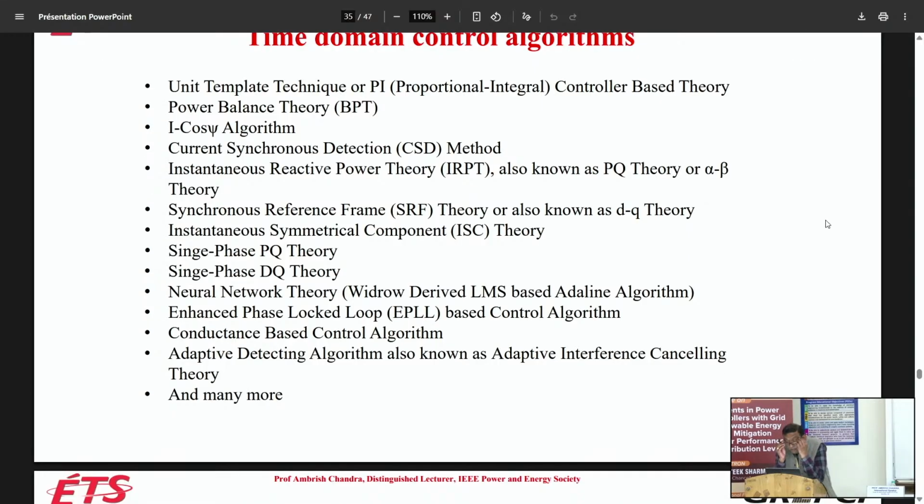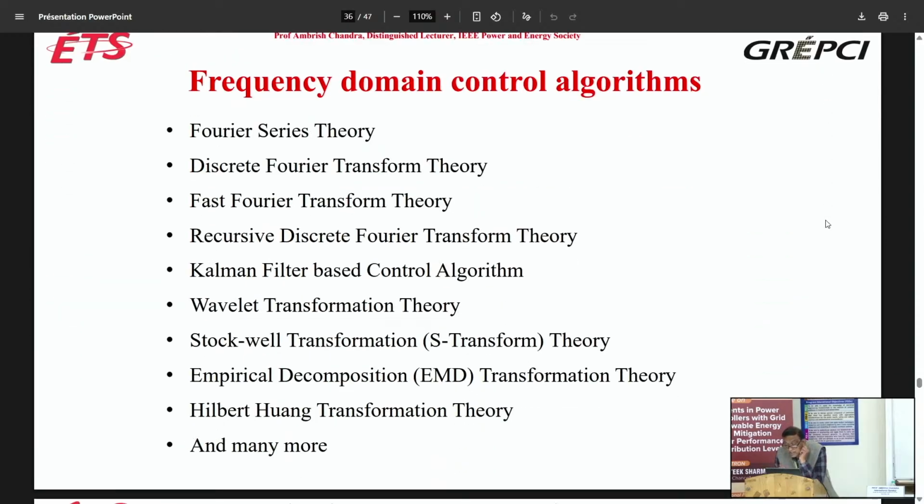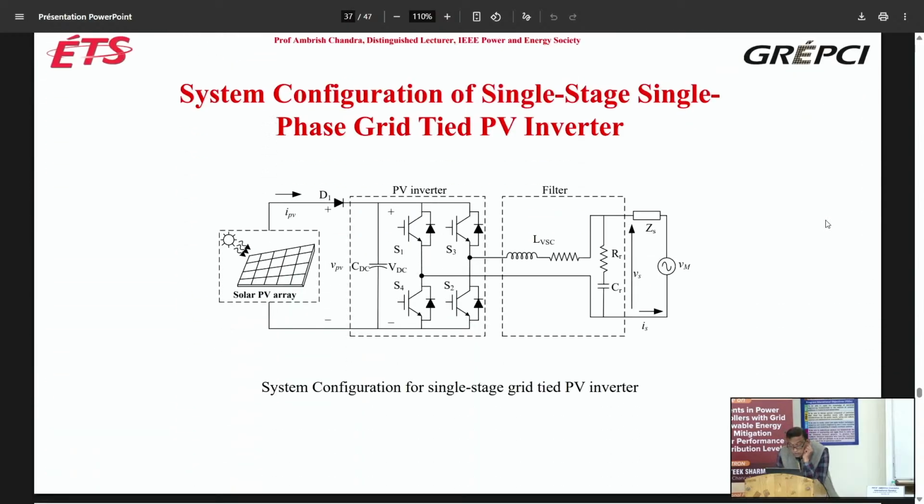Now system configuration of single stage, single phase. So you have single stage, so you don't have a DC to DC converter for boost to keep the DC voltage constant. You directly connect the PV inverter and then you integrate it with the grid. This is a single stage grid tied PV inverter.